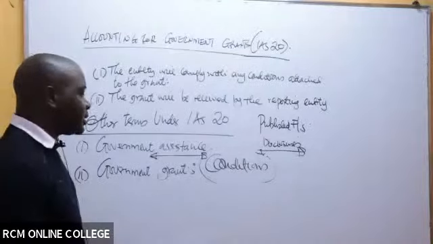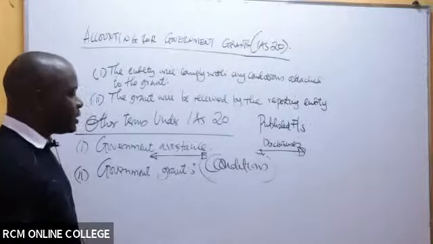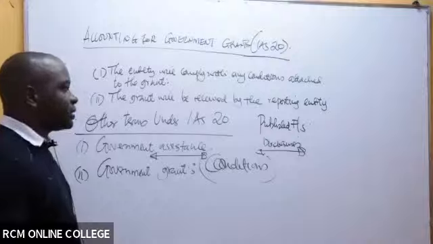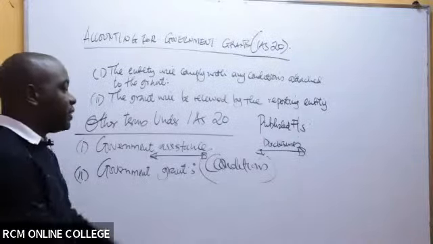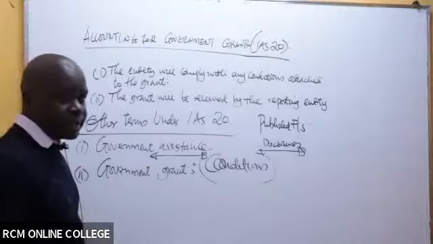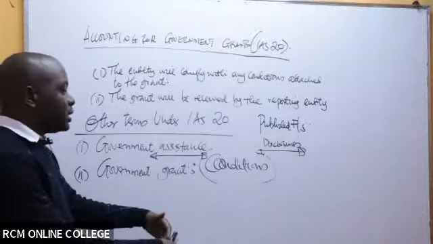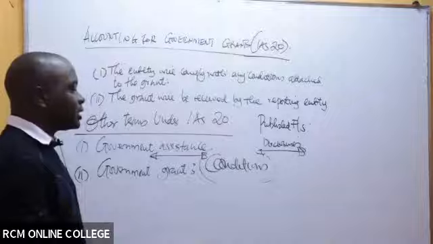So if they haven't met these conditions, then it means they have to make the disclosures in the financial statements. If they fail to do so, then when the auditor comes in, he'll be able to ask them whether they have been able to fulfill these conditions.